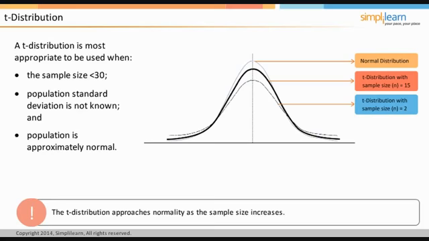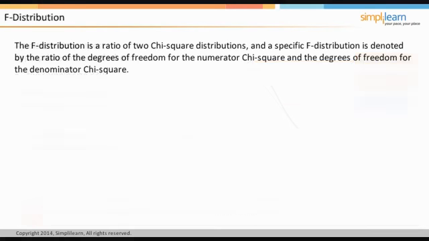Let us learn about f-distribution in the following screen. The f-distribution is a ratio of two chi-square distributions. A specific f-distribution is denoted by the ratio of the degrees of freedom for the numerator chi-square and the degrees of freedom for the denominator chi-square. The f-test is performed to calculate and observe if the standard deviations or variances of two processes are significantly different. The project teams are usually concerned about reducing the process variance.